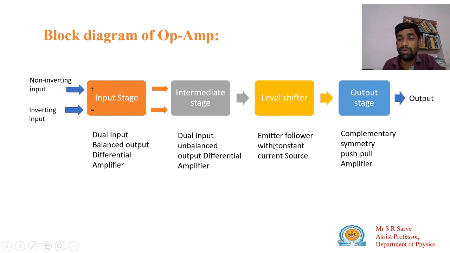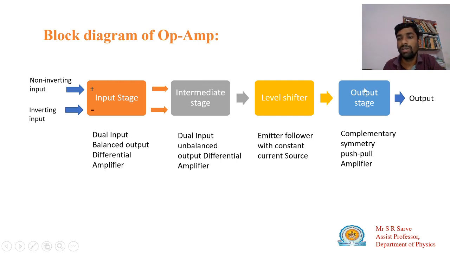Then the third stage is your emitter follower. So what happens due to this intermediate stage? The DC voltage is well above the ground level, and we have to bring it to zero. We have to use this level shifter. So it is an emitter follower constant current source. That is your third stage, and the fourth stage is your output stage. It is your push pull complementary amplifier.